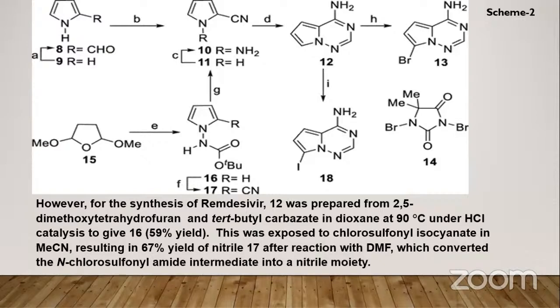Here we will see how the synthesis of remdesivir was prepared from 2,5-dimethyl tetrahydrofuran. It was treated with HCl to give the catalyst. This was exposed to chlorosulfonyl isocyanate in emission, resulting in 67% yield.